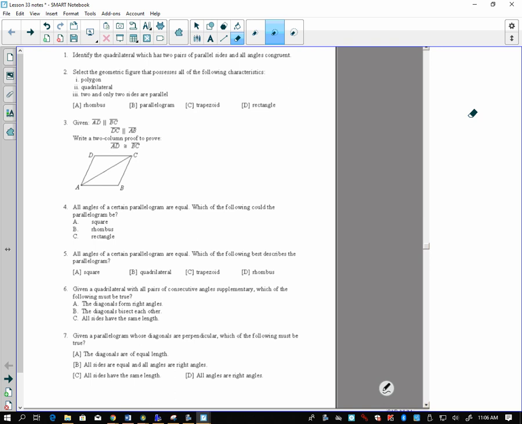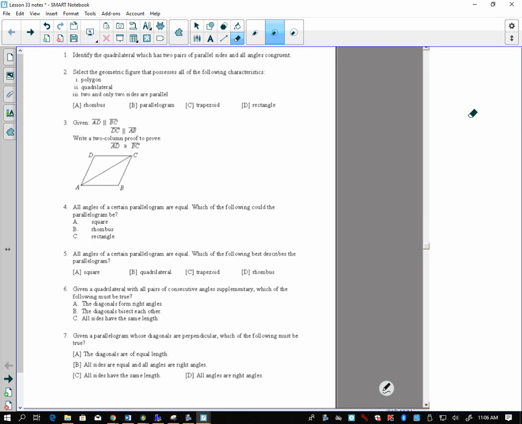So number 5, all angles of a certain parallelogram are equal. Which of the following best describes a parallelogram? Is it a square, quadrilateral, trapezoid, or rhombus? Does a trapezoid have all angles congruent? No. Do all quadrilaterals have all angles congruent? It'd have to be a square, because the other 3 don't fit at all. If rectangle was on there, we probably would have gone with that.